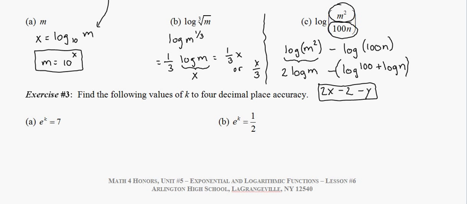In number 3, it asks us to find the values of k to 4 decimal place accuracy. And then it's very simple: e to the k equals 7 and e to the k equals 1/2. So this is pretty easy. We're just going to use that last logarithm property, or better yet, not even that. We're just going to use the inverse nature of logarithms.